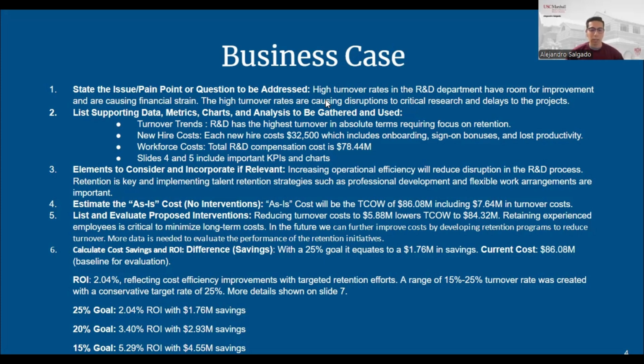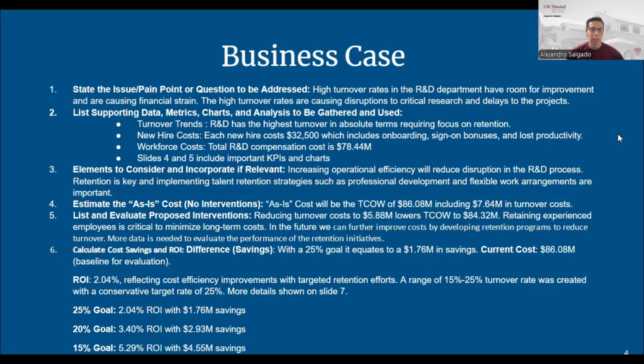It costs about $32,500 for each new hire, and that includes onboarding, sign-on bonuses, and lost productivity. And finally, we found the workforce costs. The total R&D compensation cost is about $78.44 million. And we have more charts and data in the upcoming slides as well.